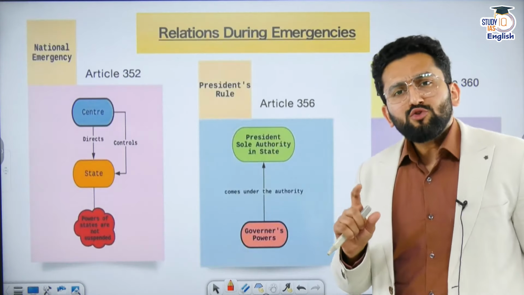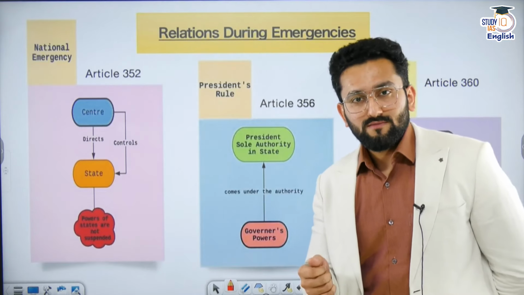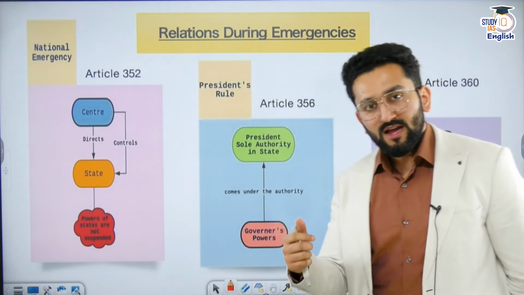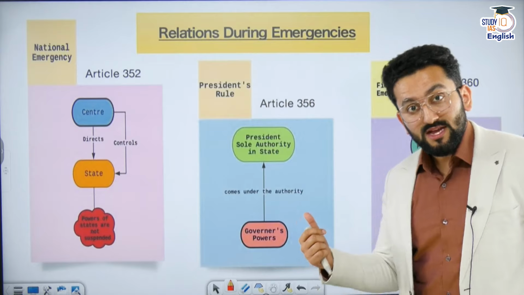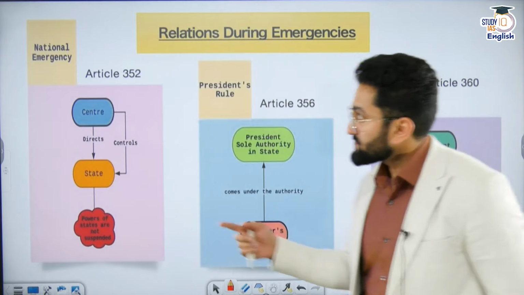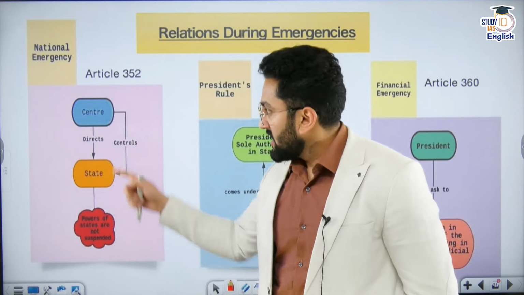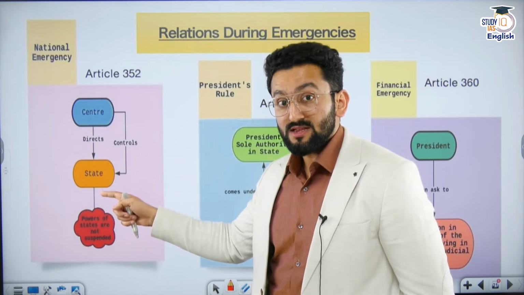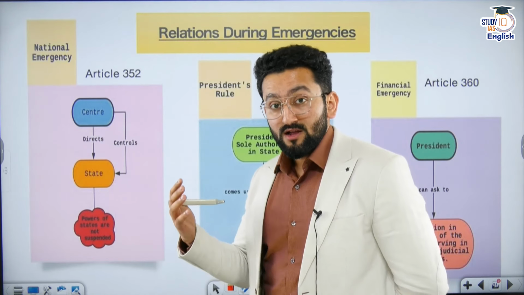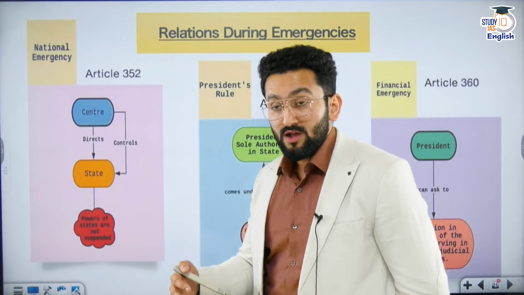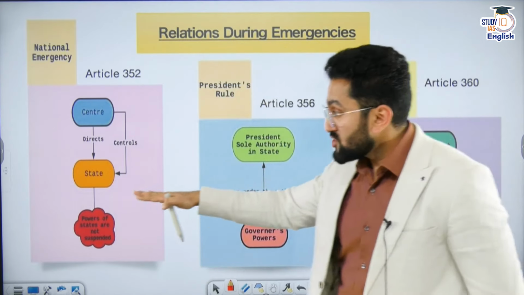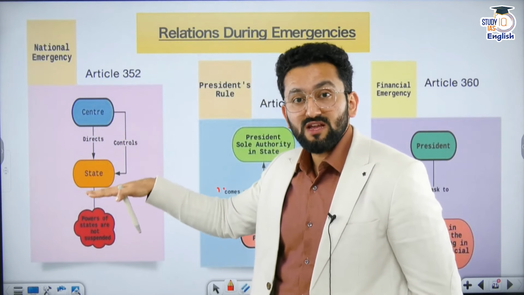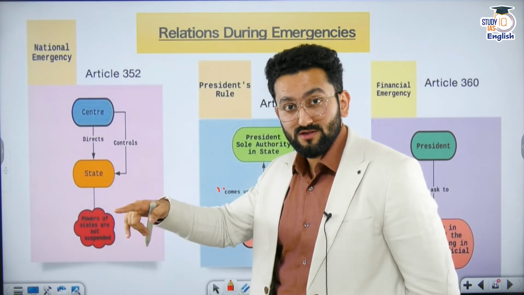Now, how executive relations are hampered during emergency. We have three provisions with respect to emergency. National emergency, Article 352. State emergency or President's rule, Article 356. Then financial emergency, Article 360. Right? Now, national emergency. In this case, the center can direct the state on any matter. The reason is, it may be possible that the integrity and unity of India is under threat. So during national emergency, the executive power of the state shifts towards the center. Direction will be given by the center and the state has to uphold those directions, right?